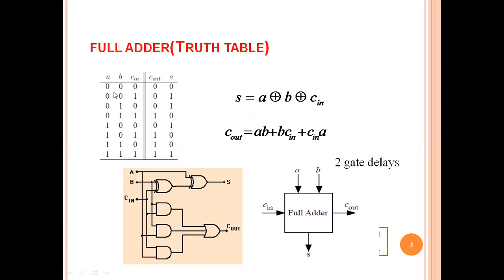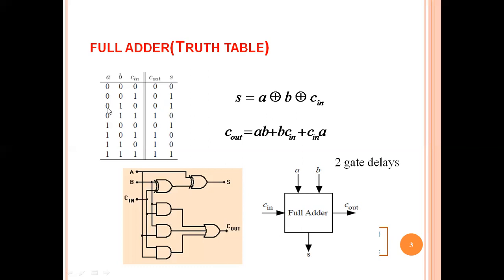As there are 3 bits here, A, B, and C in, what is the total number of combinations we can generate? We can generate 2 to the power 3, that means 8 combinations: 000, 001, 010, 011, 100, 101, 110, 111. These are the combinations. If the bits are 00 and carry in is 0, sum will be 0, carry out will be 0. If both are 00 and carry in is 1, carry out will be 0, but sum will be 1.